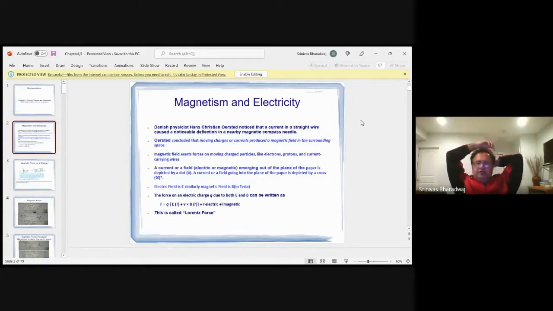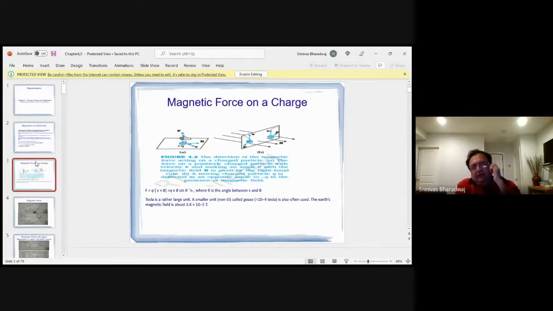Now, the combination of both, F equals EQ plus Q times V cross B, is called the Lorentz force. It is when you have both a magnetic field and an electric field, you will have both experienced. The direction of the magnetic force is perpendicular to the velocity because it is a cross product.